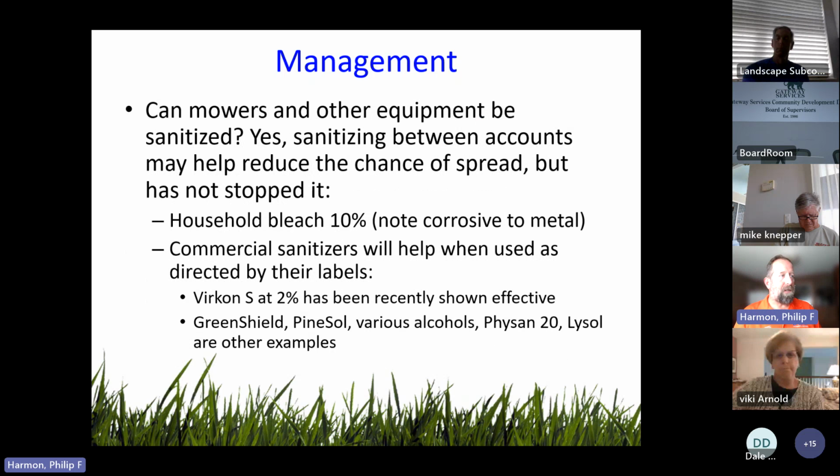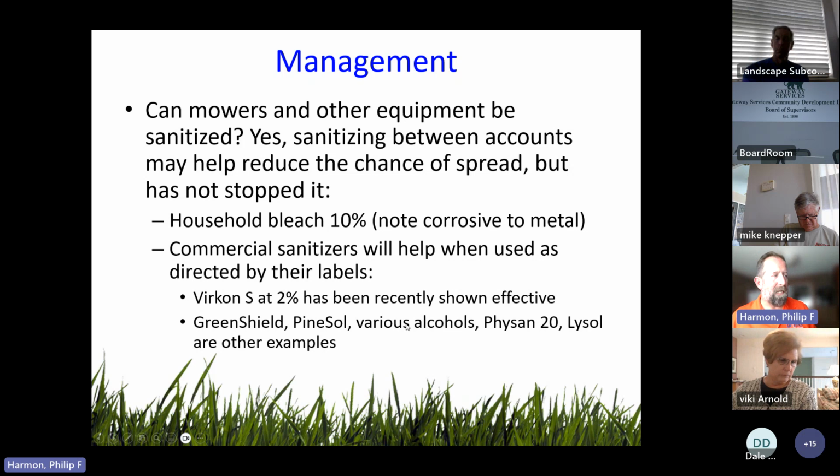Those sanitizers, as I mentioned, do an excellent job of killing virus, and this virus is not particularly resilient or recalcitrant towards sanitizer use. So household bleach, commercial sanitizers that we purchase like Green Shield, Pine Sol, Physan, Lysol are all good examples of products that kill viruses. Some of those are corrosive to our equipment. Again, it is just as effective to use the sanitizer as it is to allow the moist plant sap to dry. So an overnight period, removing clippings from equipment before moving to the next account, before loading it on the trailer, is the best management practice for us here.